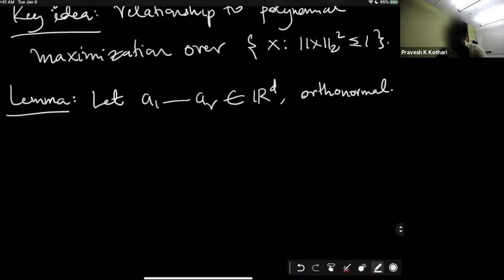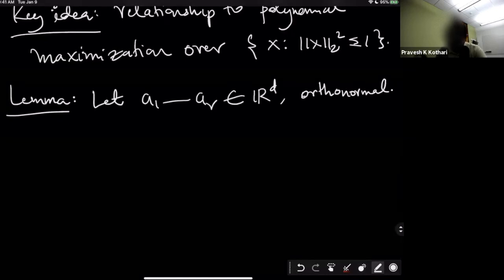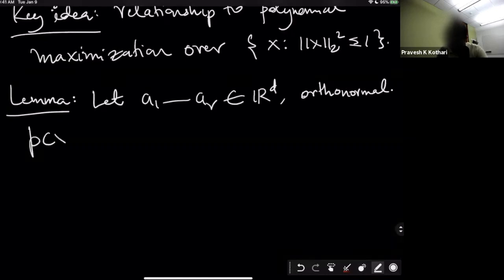Okay, good. So now I have to associate with the tensor a polynomial. What polynomial would I associate? No mystery about it. Consider the following polynomial P(x).